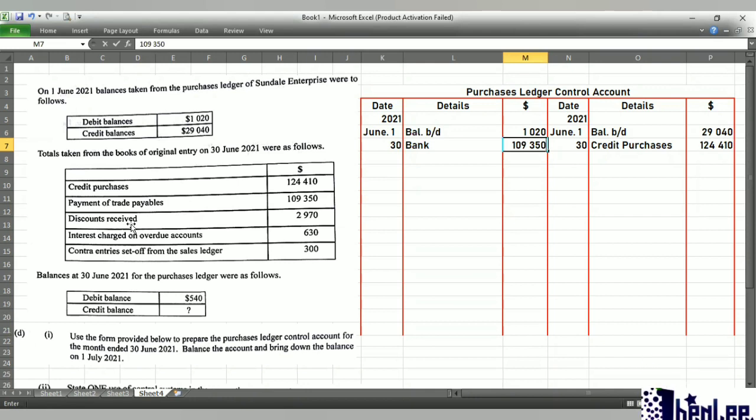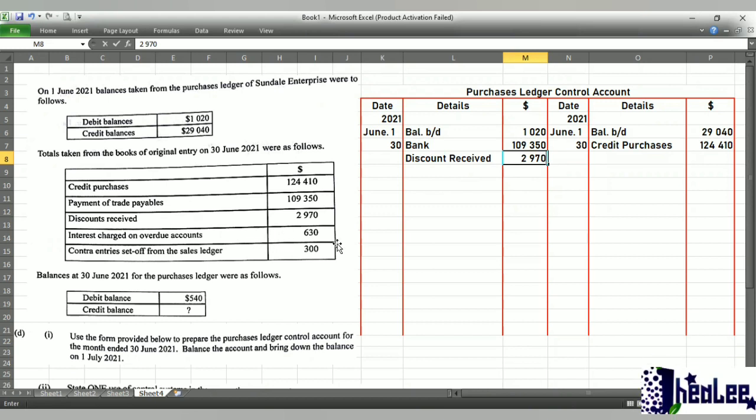$109,350. Next, we move into discount received. Discount received will decrease the value of what you are owing. So therefore, that is also a debit entry. That is discount received. And the amount of discount received was $2,970. Next, interest charge on overdue accounts.